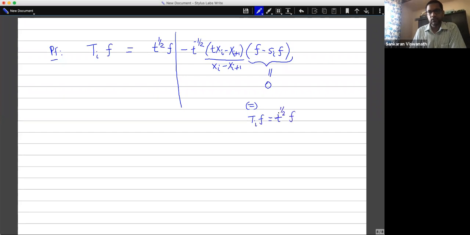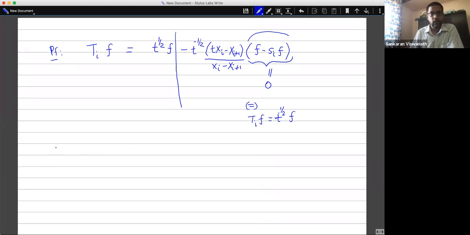In fact, this is slightly stronger. This is also something about a given i. I don't need to say for all i. Anyway, the point now is that because we know the explicit action of Ti on the polynomial representation, those polynomials which are fixed by si are exactly the ones on which Ti acts as t to the power half.